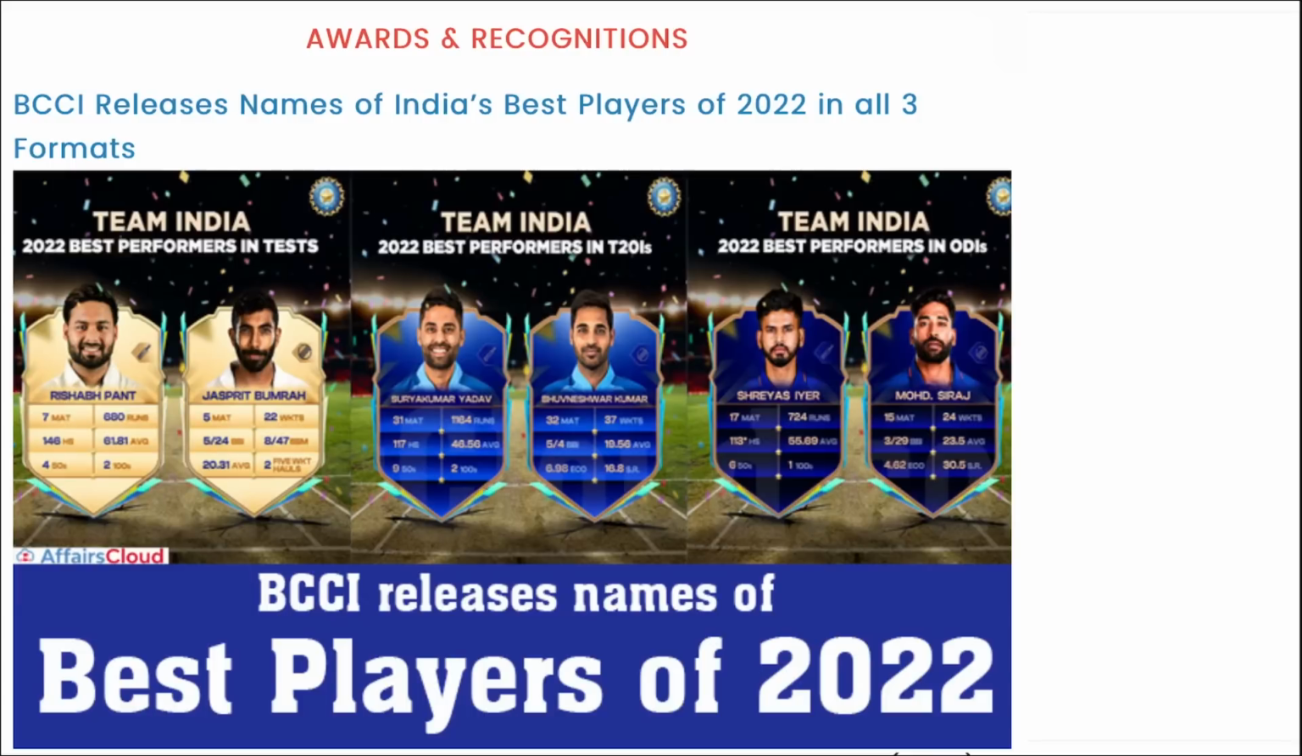Next is BCCI has released the name of India's best player of 2022 in all the three formats, that is your ODI, Test and T20. I repeat, on 31st of December, BCCI, that is your Board of Control for Cricket in India, released the name of the players who were the best performers of Team India across all the three formats.